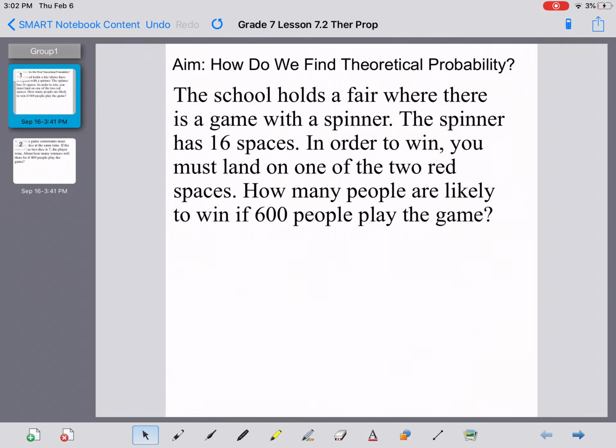Today's lesson is on how do we find theoretical probability. The school holds a fair where there is a game with a spinner. The spinner has 16 spaces. In order to win, you must land on one of the 2 red spaces. How many people are likely to win if 600 people play the game?